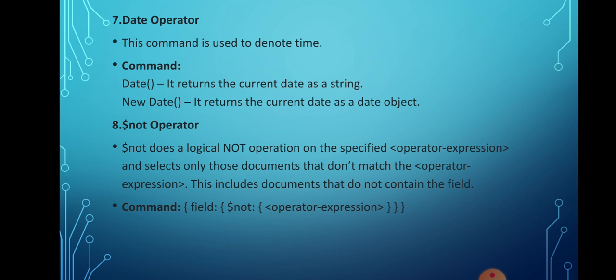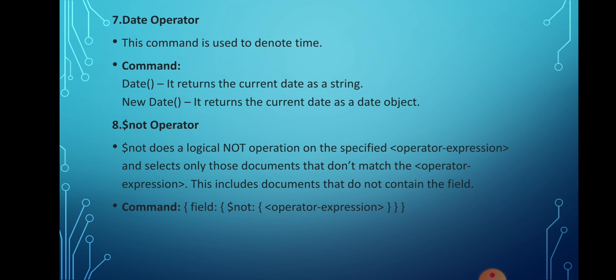Now the next operator is the date operator. This command is used to denote a time. This is for date and time. The command is used as Date(). It returns the current date as a string. Next is new Date(). It returns the current date as a date object.